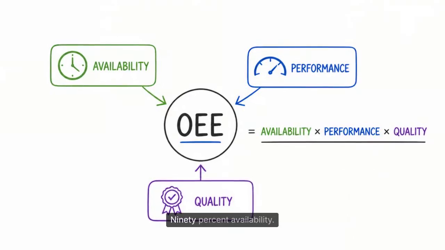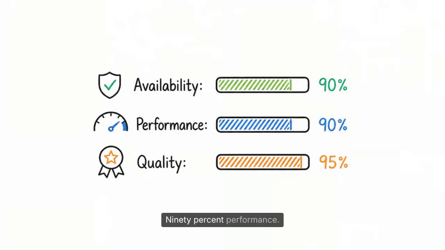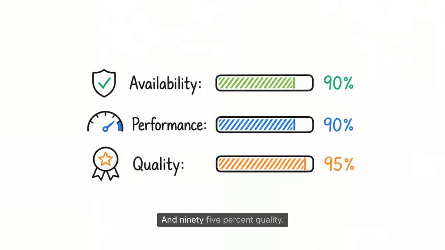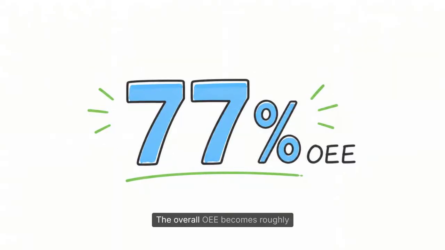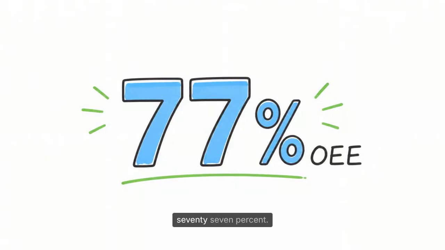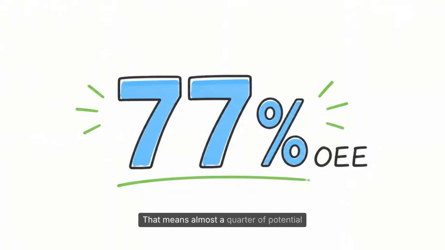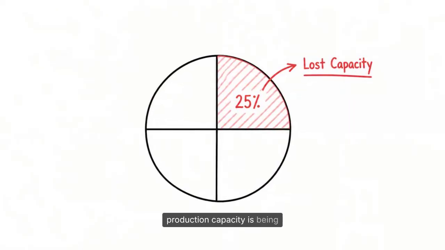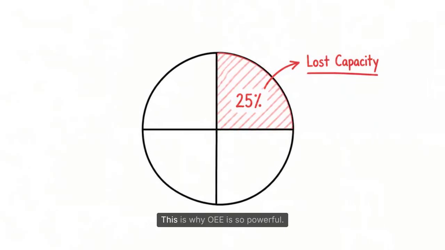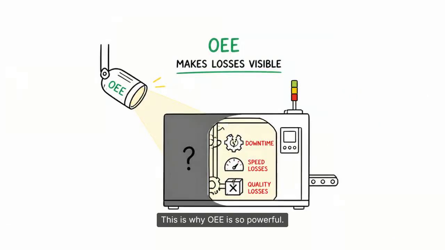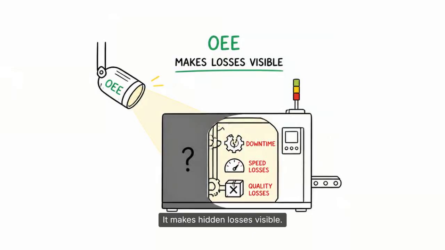Imagine a machine with 90% availability, 90% performance, and 95% quality. The overall OEE becomes roughly 77%. That means almost a quarter of potential production capacity is being lost somewhere in the process. This is why OEE is so powerful. It makes hidden losses visible.